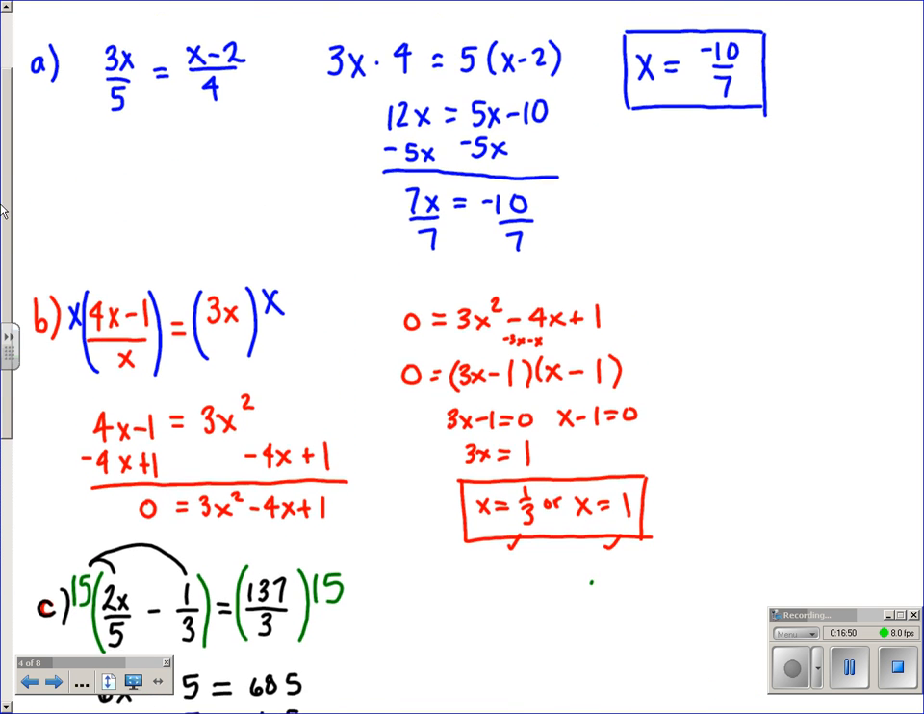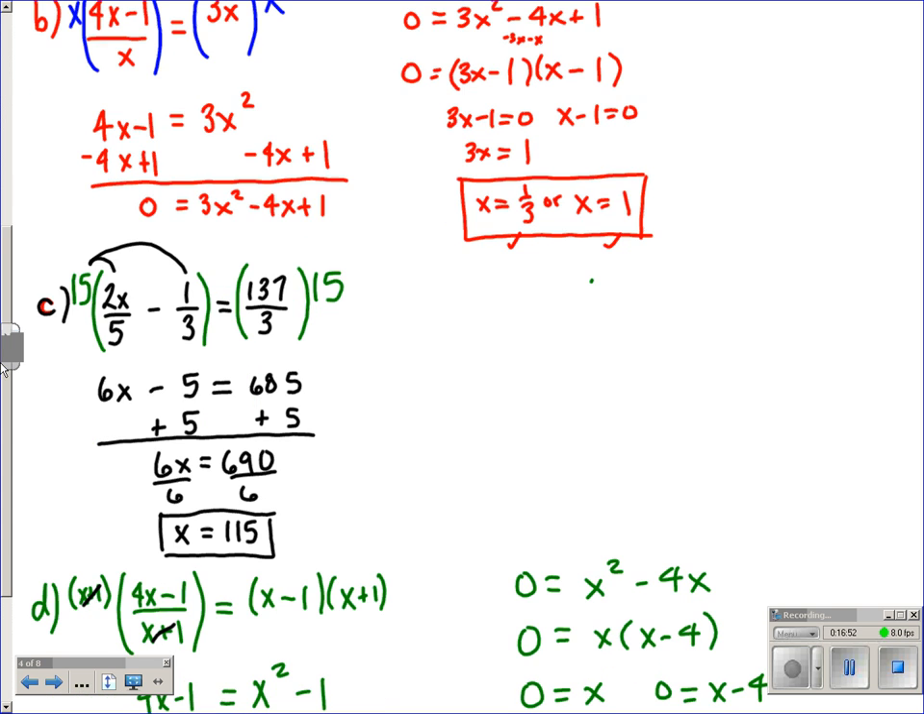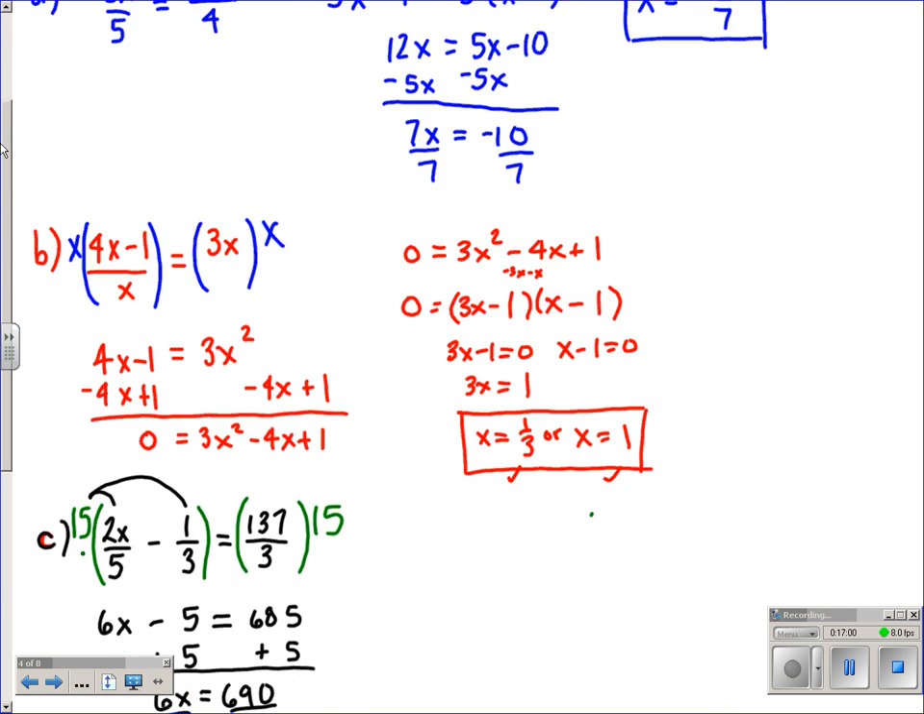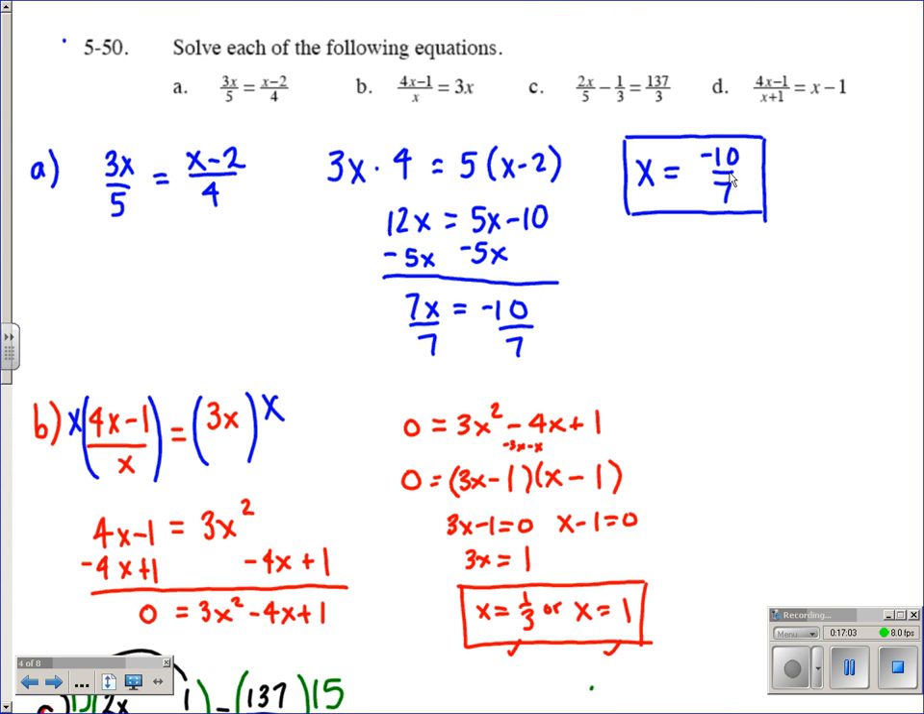Here's just a real recap of our other answers. X was 115, 1/3 or 1. And as we move all the way up to the top, x equaled negative 10/7.